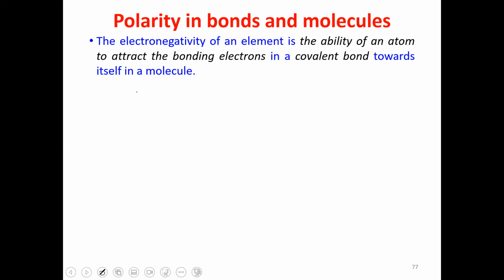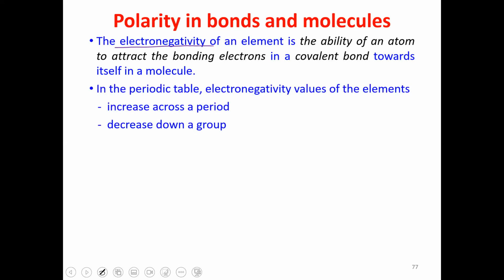First question, what is electronegativity? Please look at the screen. What is electronegativity? Electronegativity is the ability of an atom to attract the bonding electrons. Fluorine is the most electronegative element known.